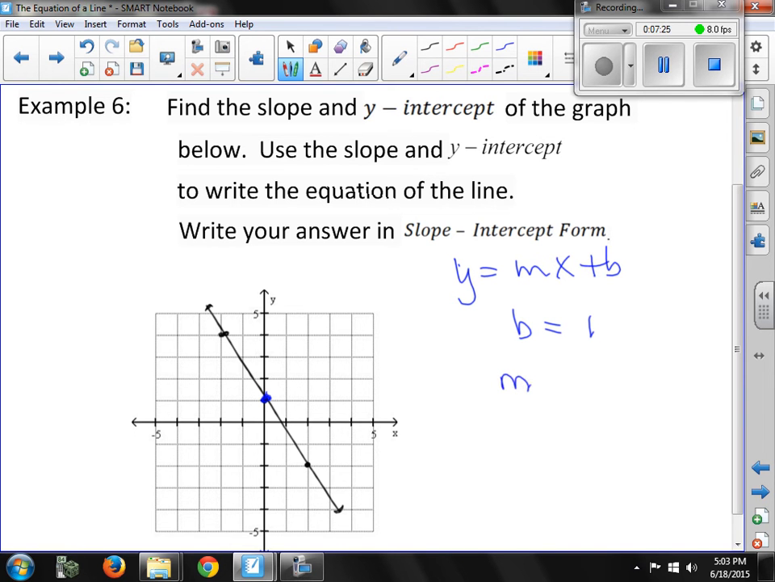And from the graph, I can figure out my slope. Now remember, slope is rise over run from any 2 points. So if I started with this point and I want to go to another point, how do I get there? I go down 1, 2, 3 units. So my rise is a negative 3, and I ran 2 units over, 2. Well, the final equation is y equals negative 3 halves x plus 1 is the equation of that line.